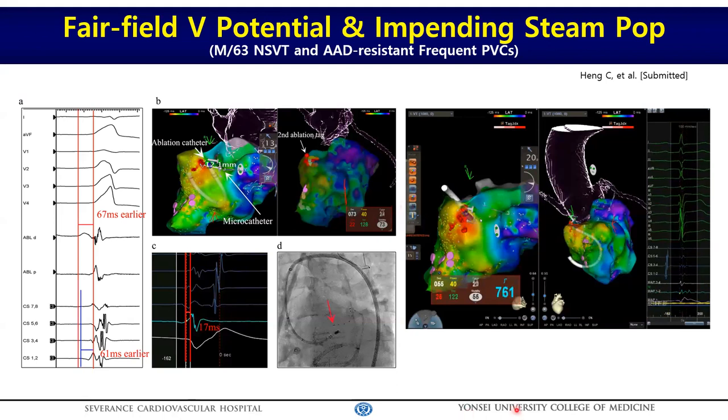At this time, contact force was 20 and 21 grams, and we used 40 watts. It could be a sign of an impending steam pop or already exposed to a micro steam pop. So therefore, I readjusted the catheter curvature, reduced the contact force, and completed the ablation safely.